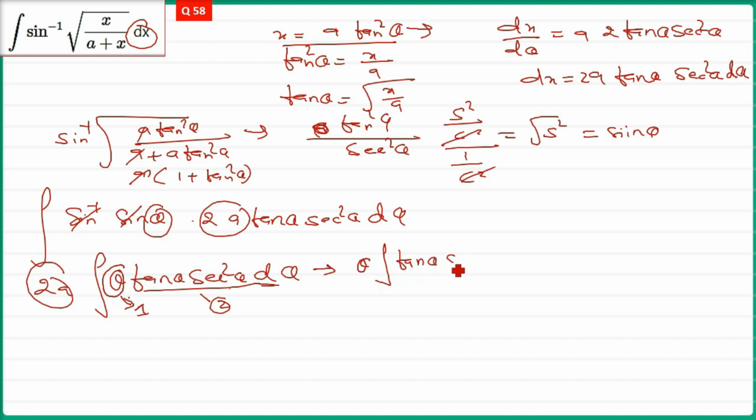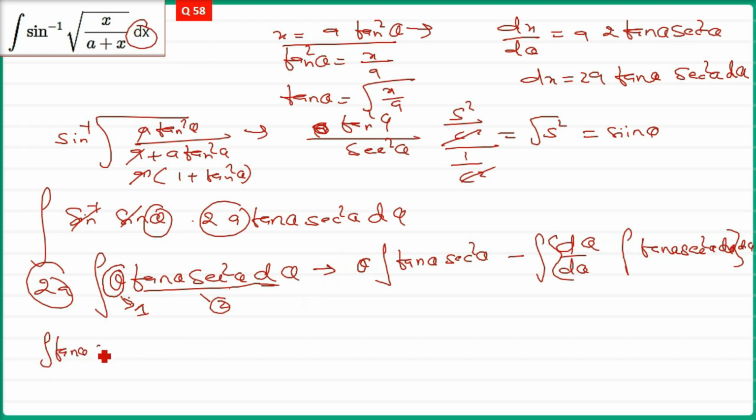Theta, integration of tan theta sec square theta, minus integration of d by d theta of theta, and then the integration of again tan theta sec square theta d theta, and final d theta will also be done. Final integration will be done. So integration of tan theta sec square theta, as I was indicating you earlier, if you take tan theta equals to say t, this dt by d theta will be equal to sec square theta. So dt will be equal to sec square theta d theta.